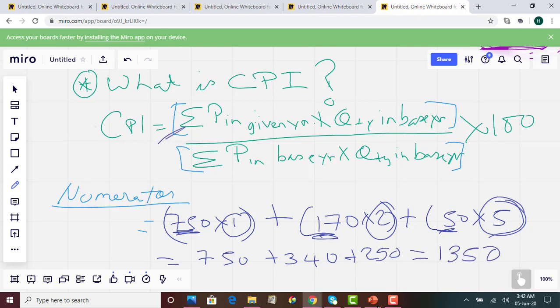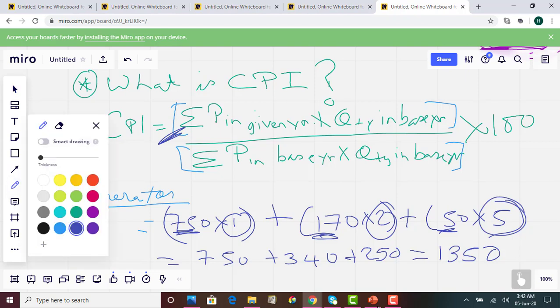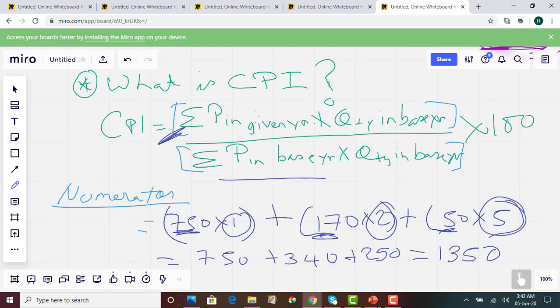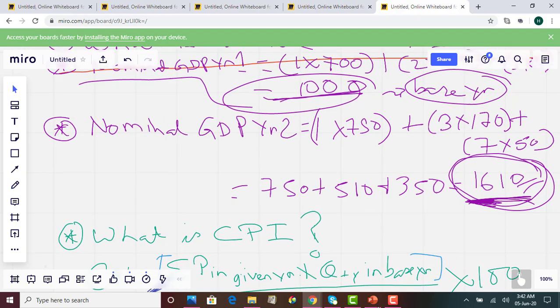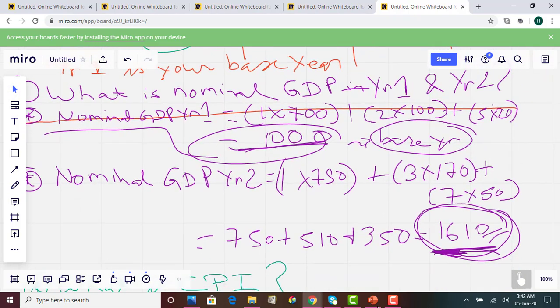Okay, so now we have the top part. Now we will focus on the denominator part, which is the price in base year times the quantity in base year. Now look at this. This is something you already calculated, right? What did you do here? The nominal GDP in year 1 is the same thing as what we have in the GDP.